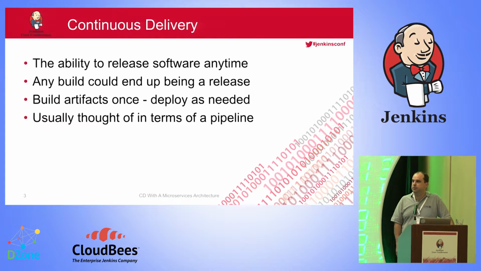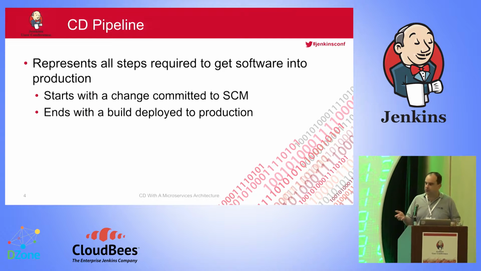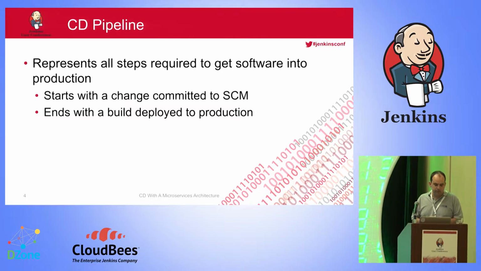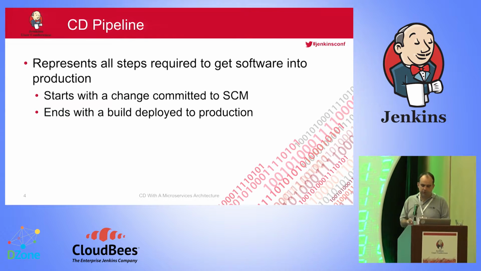And usually we think of continuous delivery in terms of a pipeline. That pipeline encompasses all the steps that are required to get the software into production. So for my purposes, it starts with a change committed into SCM and then ends with a build deployed to production if all goes well. A particular pipeline could end earlier than that if it doesn't pass all of the quality criteria to make it all the way into production.